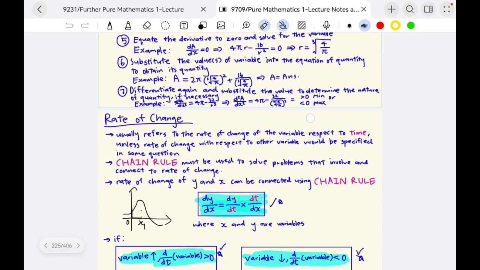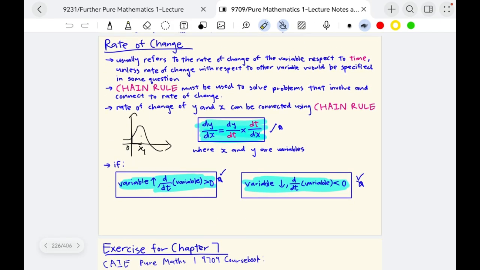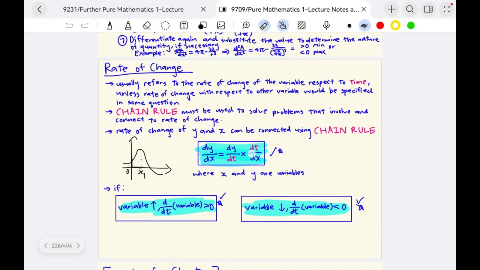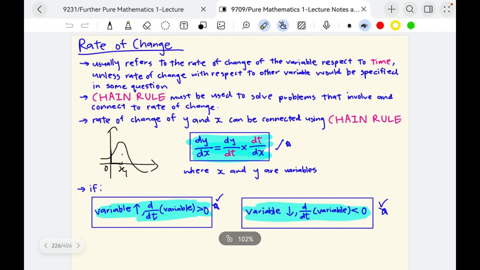And lastly, for the rate of change, the chain rule is mostly involved, by listing out the extra variables to be determined by the question's demand. So yeah, we have now officially ended the summary for Chapter 7 as well as this entire video.